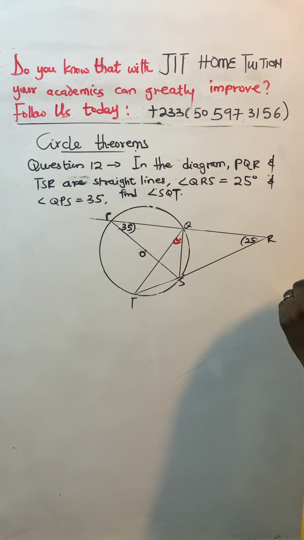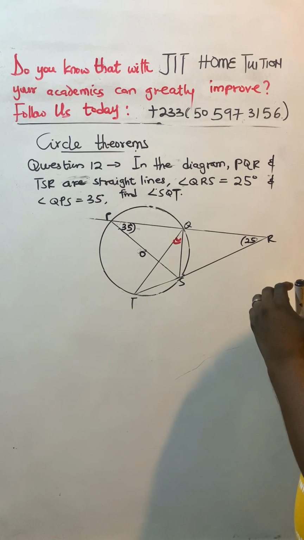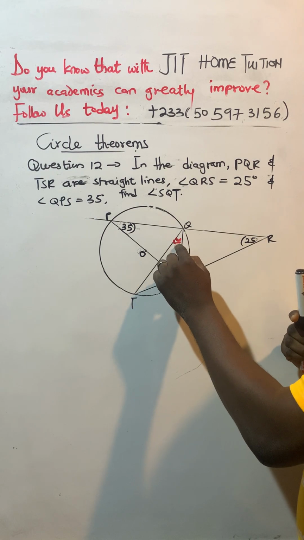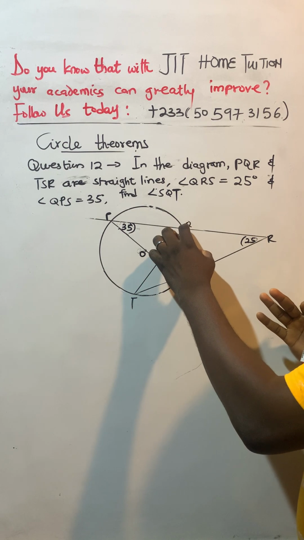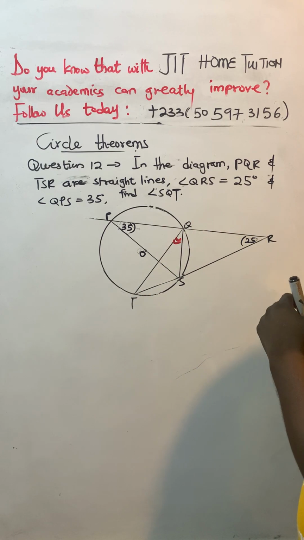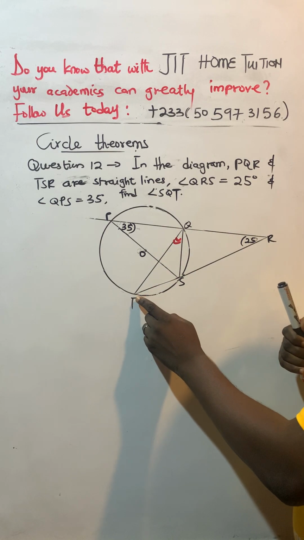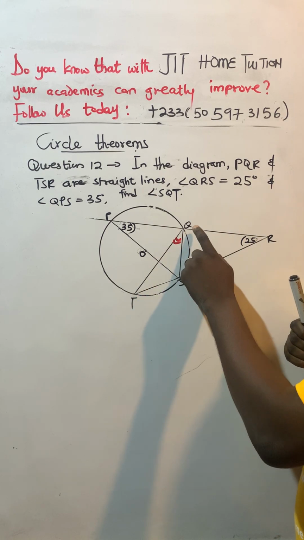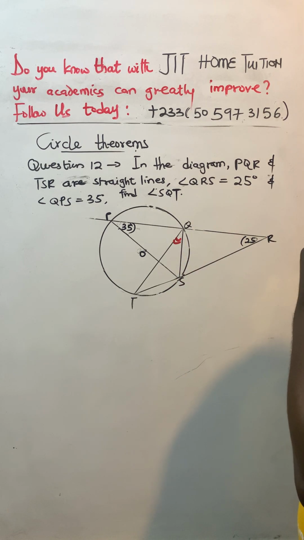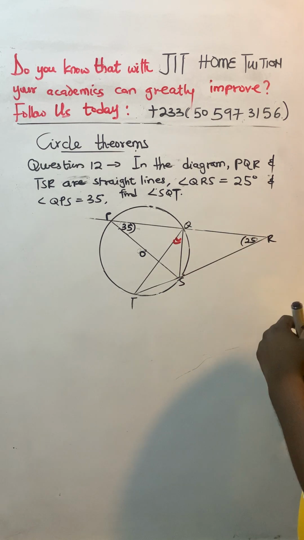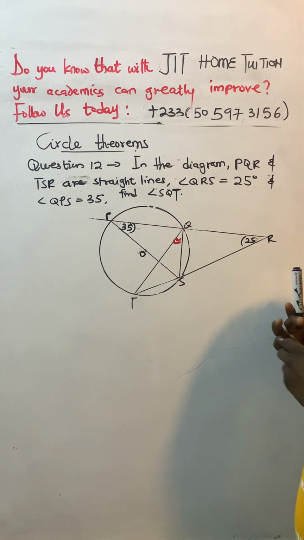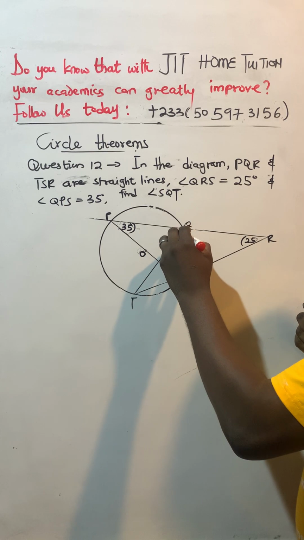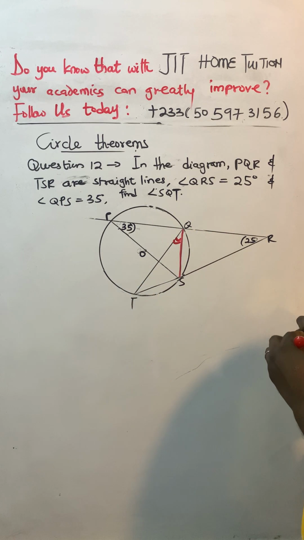Now let's look at it. Realize that this angle that we are supposed to find is within a certain triangle. So we are looking at triangle TQR. But how do we go about it? Now let's look at something over here. This line, this one, it's a chord.